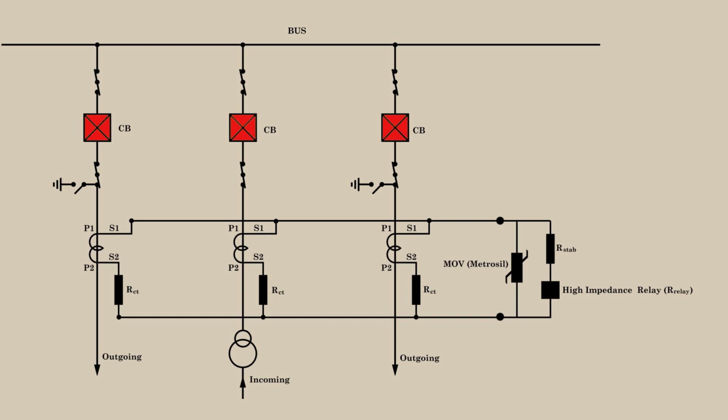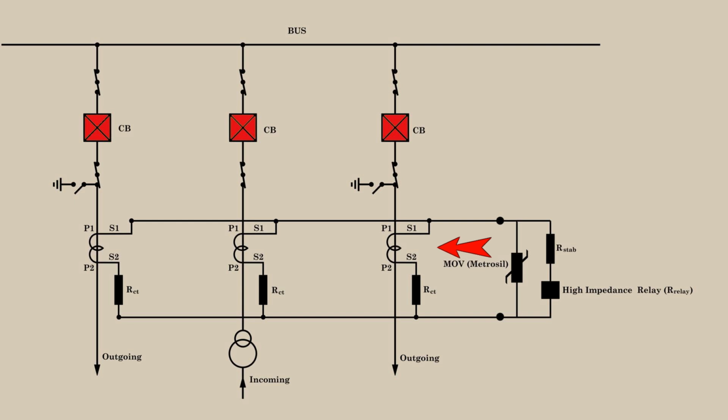So we need to first examine what will be the maximum possible spill current that can flow through the relay in the event of one CT core saturation in the system. Then we set the operating voltage of the relay, and this voltage should be above that value to prevent maloperation. This resistance is called the stabilizing resistor.